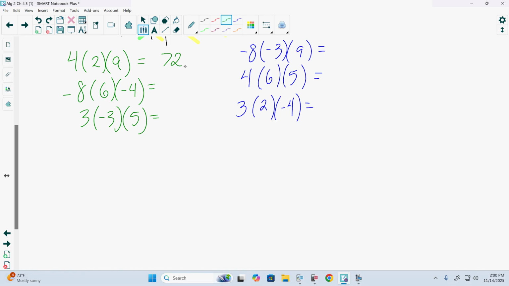-8 times 6 times -4. Well, we know it'll be positive. 8 times 6 is 48. 48 times 4, 48 times 2 is 96, 192. Yep. And lastly, 3 times negative 3 times 5. 3 times negative 3 is negative 9 times 5.